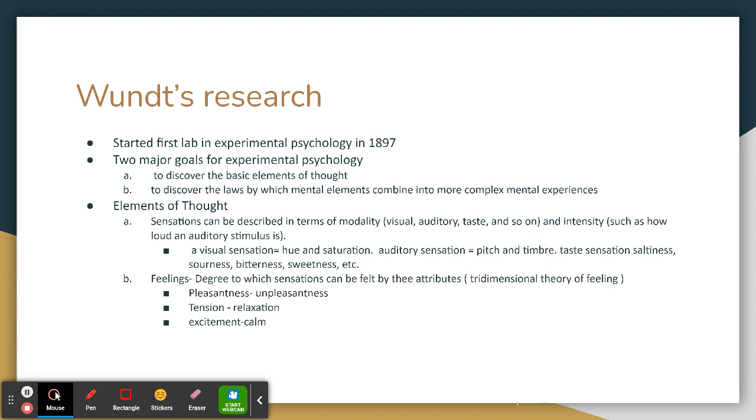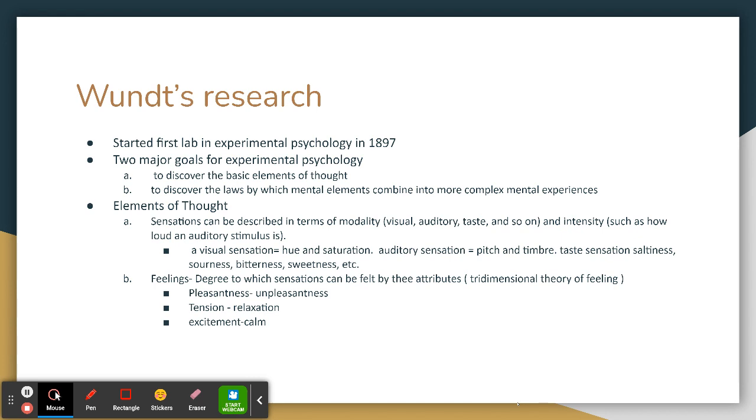This leads to his elements of thought. So, the two basic elements of thought were sensation and feelings. Sensations can be described in terms of modality, visual, auditory, taste, and so on, and intensity, such as how loud an auditory stimulus is. A few examples here are a visual sensation, hue and saturation; auditory sensation, pitch and timbre; taste sensation, saltiness, sourness, bitterness, sweetness, etc.